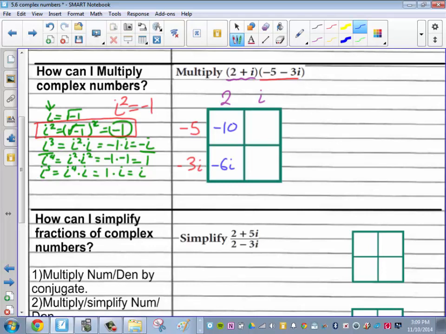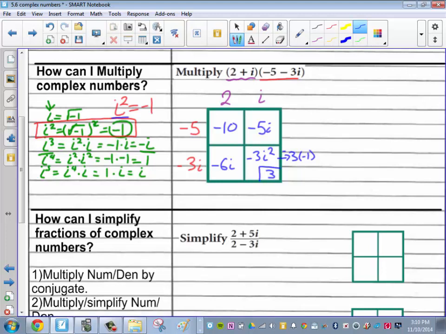Now we have i times -5, which is -5i. And here, I'm going to put a little box here. I'll show you why. I got -3i times i, which is -3i squared. Well, we know that i squared is -1. So really, we have -3 times -1, which is 3. So this box is really 3.